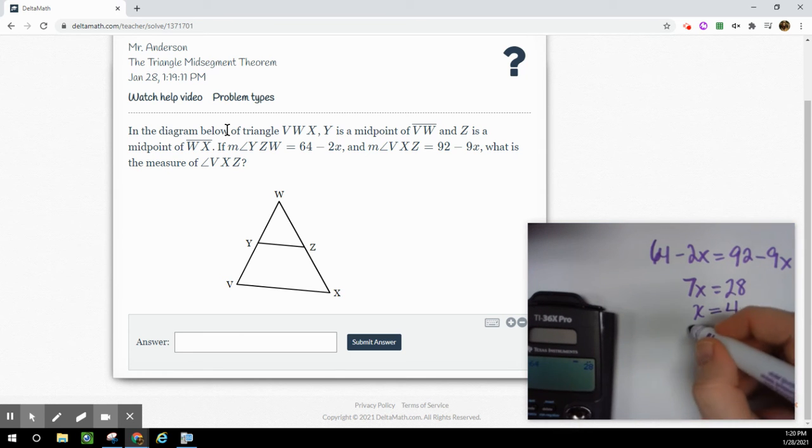Now let's plug that back in. 92 minus 9 times 4, and you get 56. So that means that both this angle and this angle are 56 degrees because they are parallel to each other.